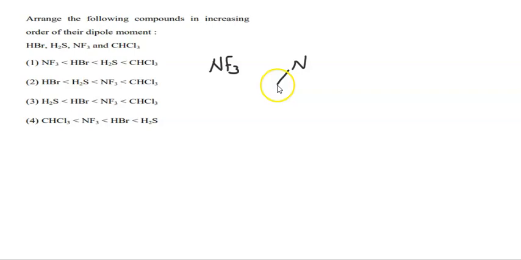NF3 has 3 bond pairs and 1 lone pair. It has a pyramidal shape. Nitrogen has sp3 hybridization. The lone pair bond moment is always in the upward direction. Nitrogen and fluorine atoms, the fluorine is more electronegative, so the two bond moments are in opposite directions. That's why its dipole moment is very low.